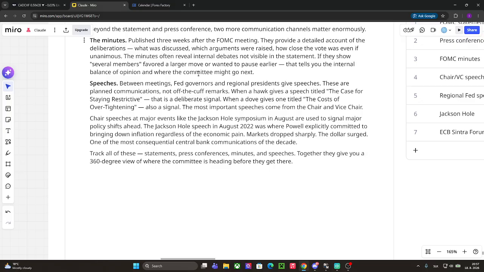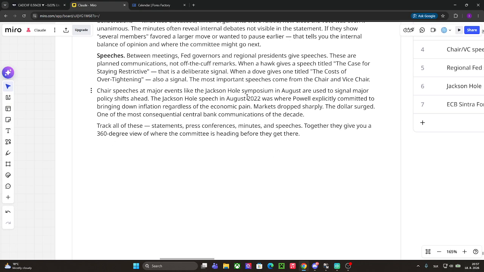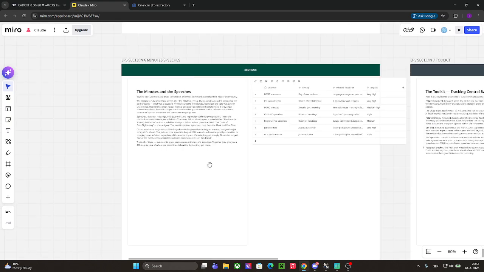The most important speeches come from the chair and vice chair. Chair speeches at major events, like the Jackson Hole Symposium in August, are used to signal major policy shifts ahead. The Jackson Hole speech in August 2022 was where Powell explicitly committed to bringing down inflation regardless of the economic pain. Markets dropped sharply. The dollar surged, one of the most consequential central bank communications of the decade. Track all of these statements, press conferences, minutes, and speeches. Together, they give you a 360-degree view of where the committee is heading before they get there.